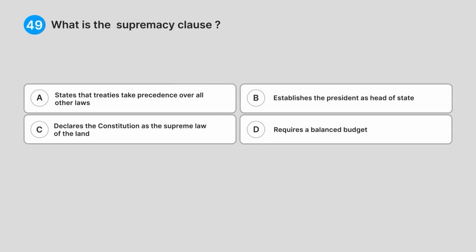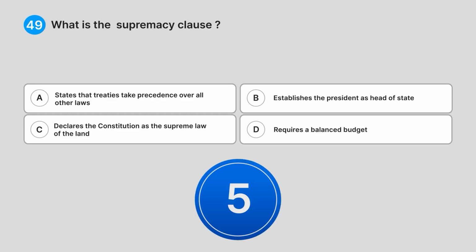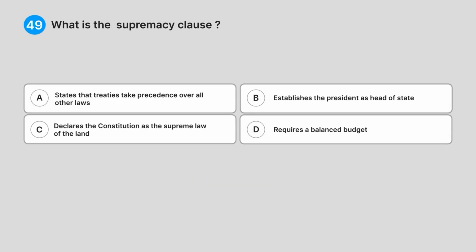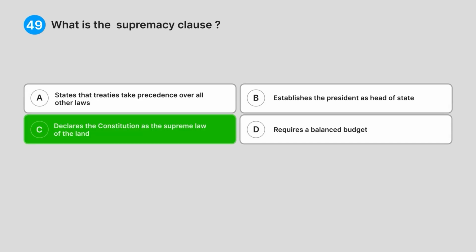49. What is the Supremacy Clause? A. States that treaties take precedence over all other laws. B. Establishes the President as head of state. C. Declares the Constitution as the supreme law of the land. D. Requires a balanced budget. Do you know the answer? Correct answer, C. Declares the Constitution as the supreme law of the land.